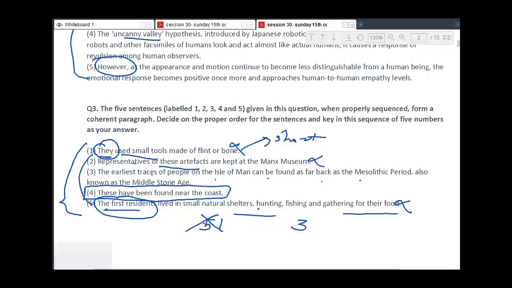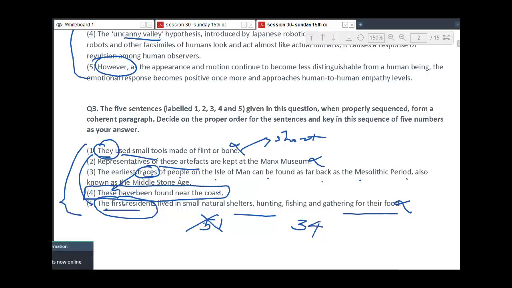So I would say, let's start with three, and then the earliest traces of people. Can I say traces could refer to these, or these could refer to traces? So I will say, let's start with three and then go to four. The earliest traces of people on the Isle of Man can be found as far back as the Mesolithic period, also known as Middle Stone Age. These have been found near the coast. What refers to these? Traces, correct? Traces have been found, correct?